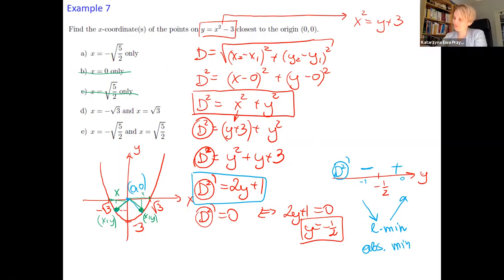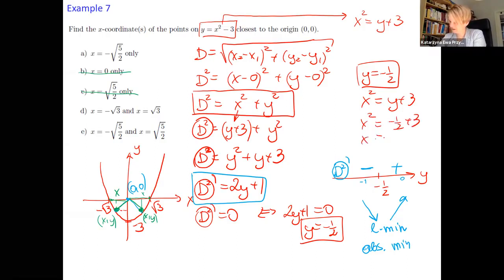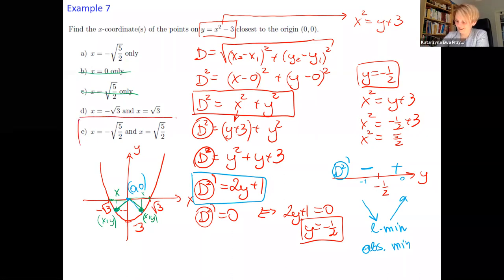Then we have to compute x. x squared equals y plus 3. Let's substitute: negative 1/2 plus 3 is of course 5/2, and taking the square root, we will have that option.